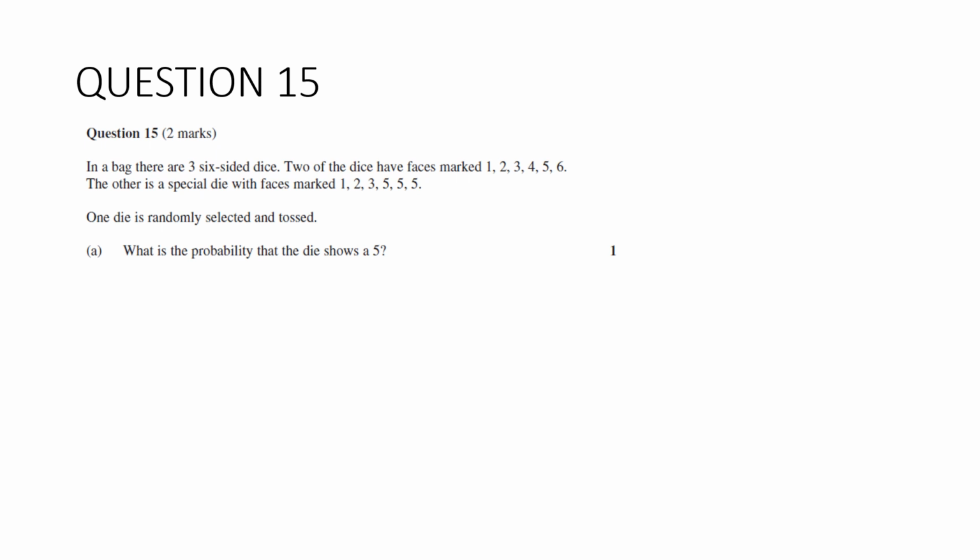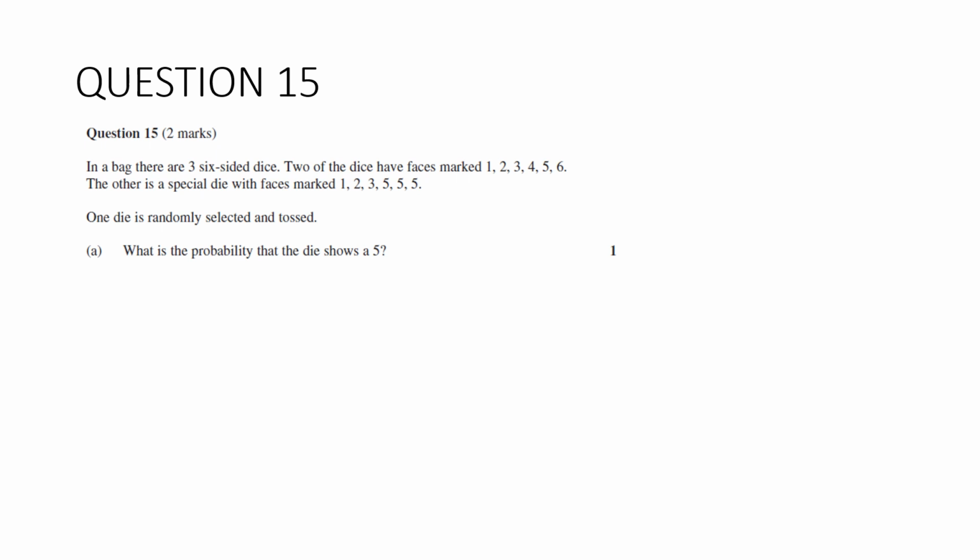Question 15. In a bag there are 3 six-sided dice. 2 of the dice have faces marked 1, 2, 3, 4, 5, 6. The other is a special die with faces marked 1, 2, 3, 5, 5, 5. One die is randomly selected and tossed. What is the probability that the die shows a 5?